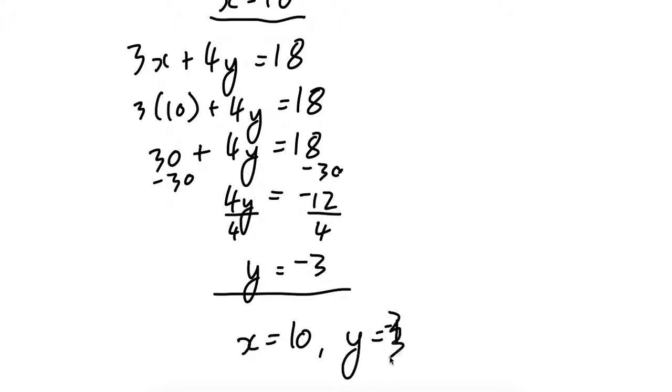That really is all there. Oops, that's a horrible 3. I can do simultaneous equations, but I can't write a 3. Y equals minus 3. That really is about all there is to simultaneous equations. I still can't write a 3.